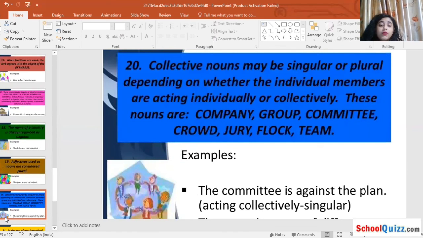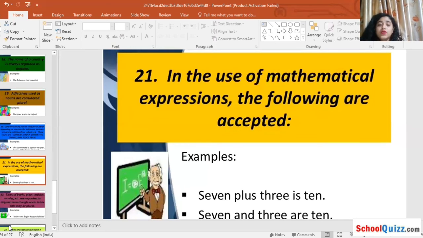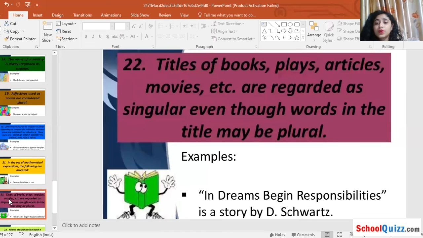Collective nouns may be singular or plural depending on whether the individuals are acting individually or collectively. These nouns are company, group, committee, crowd, jury, flock, and team. In the use of mathematical expressions, the following are accepted according to this sentence. Titles of books, plays, artists, movies, etc. are regarded as singular, even though the words in the title may be plural.